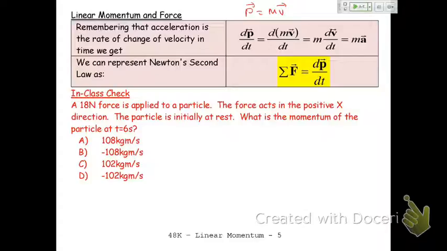Oh, well, hold on. I thought F net is equal to ma. And yeah, that means that my F net, or the sum of my forces, is equal to dp by dt. That's not obvious.